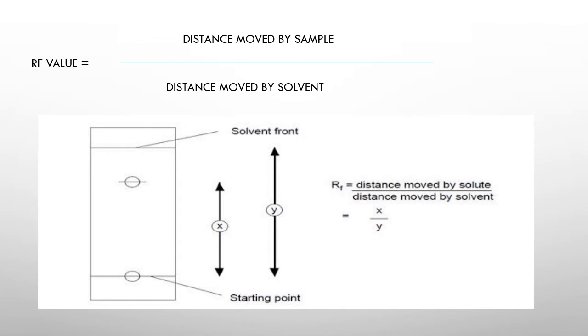After that, the Rf value is calculated. Rf value is equal to the distance moved by the sample divided by the distance moved by the solvent. So here is the formula of the Rf value, where x is the distance moved by the sample and y is the distance moved by the solvent. We use centimeters and calculate the answer.